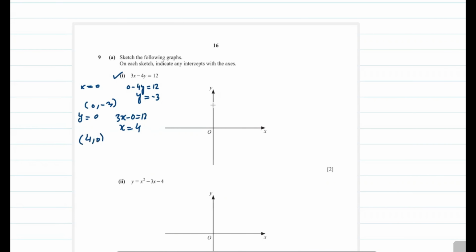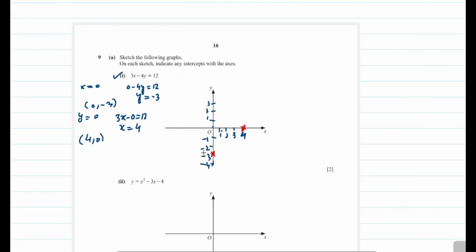Now we mark the points here in this graph. Now we suppose that this is 1, 2, 3, 4, and 1, 2, 3, 4, and second is minus 1, minus 2, minus 3, and minus 4. And same here is 1, 2, 3. Now this is the point 0, minus 3. We mark it here, 0, minus 3. Second is 4, 0. This is the point 4, 0.